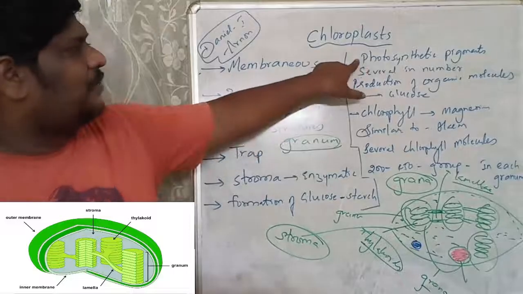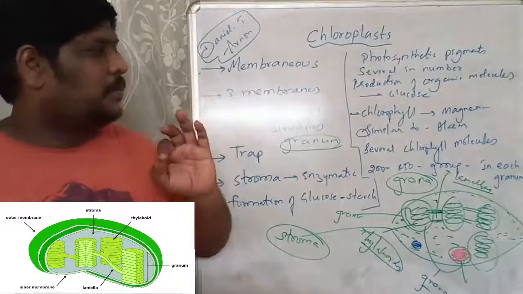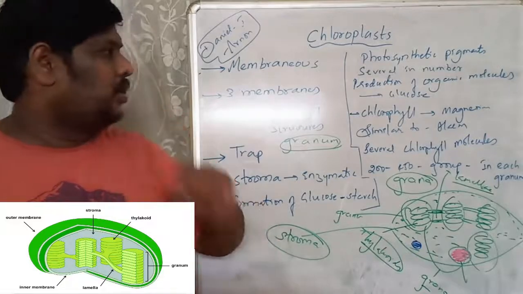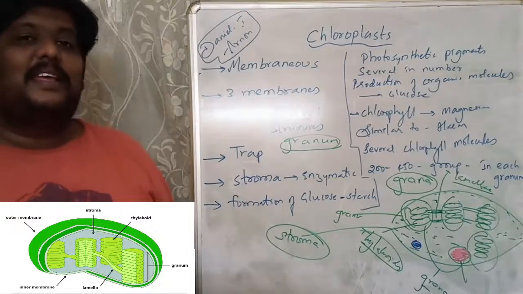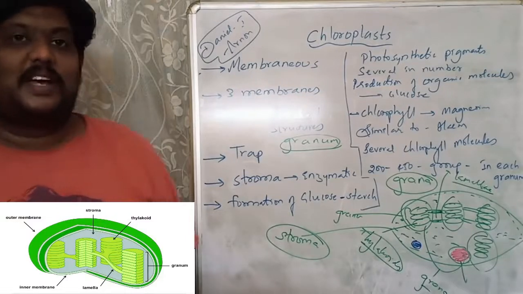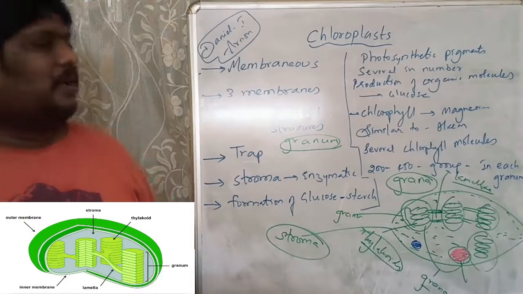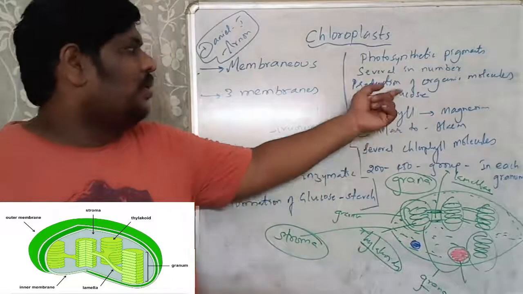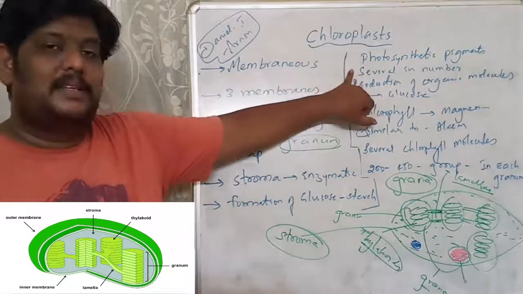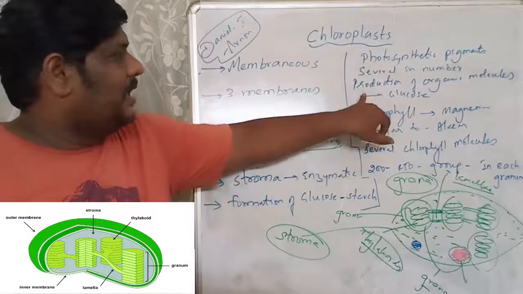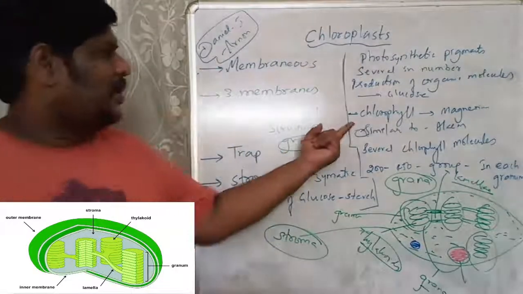The function of the photosynthetic pigments is to produce organic molecules out of inorganic molecules. They utilize inorganic molecules such as carbon dioxide and water, and produce organic molecules such as glucose. So there are several photosynthetic pigments, and they all help in the production of glucose. One such pigment is chlorophyll.